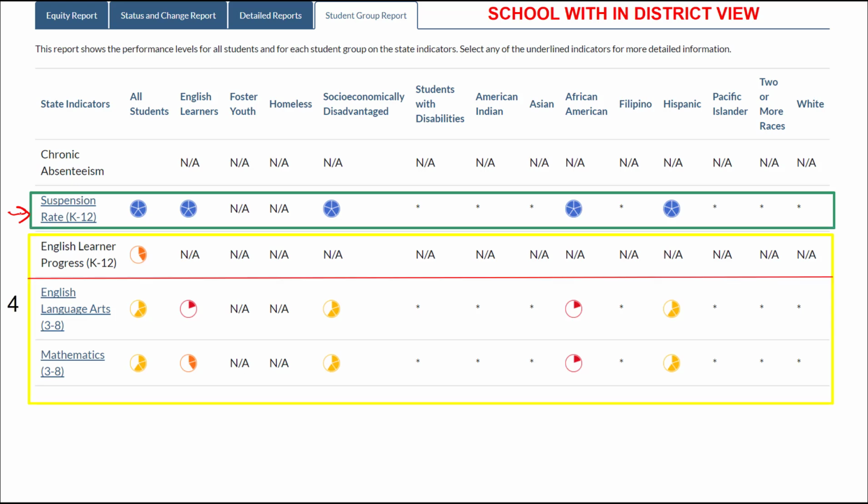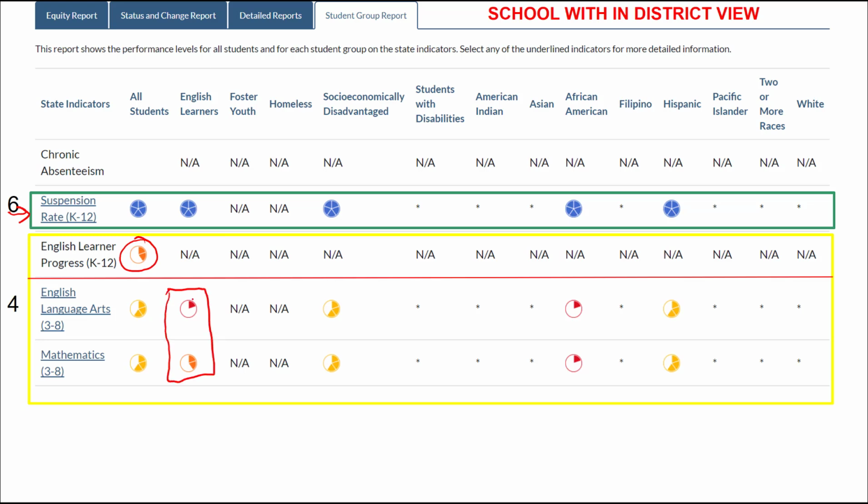But as we look at the academic indicators, English learner progress is orange, so that's not eligible, but it is a great need in terms of the LCAP. We also have an issue right here.